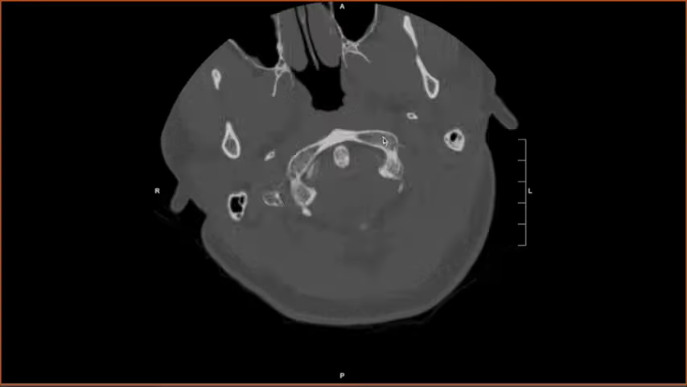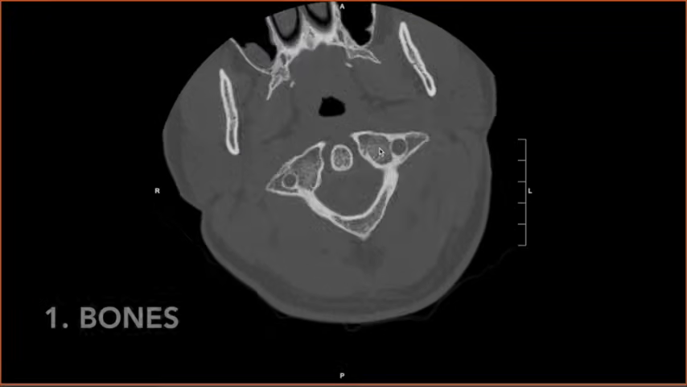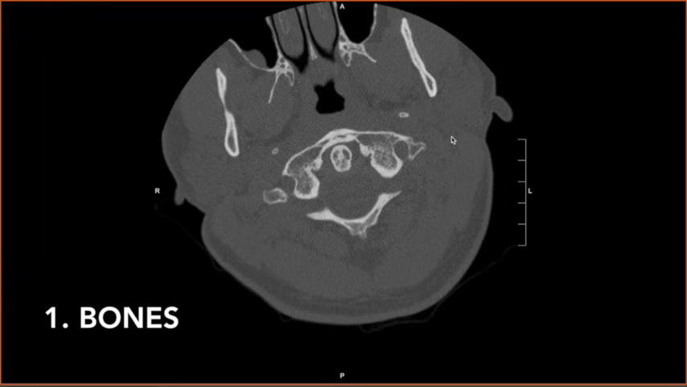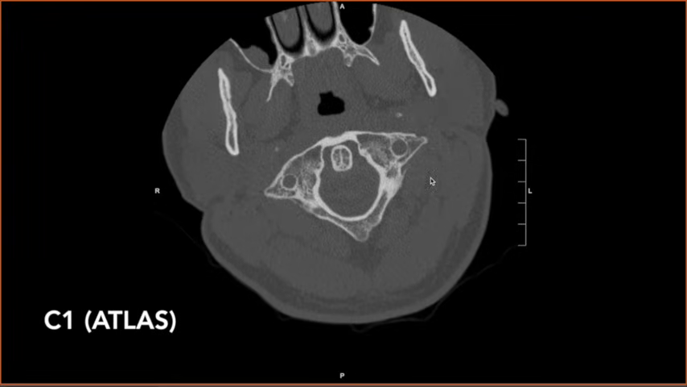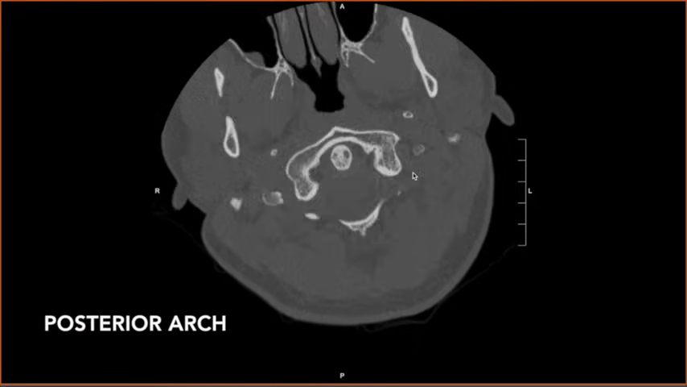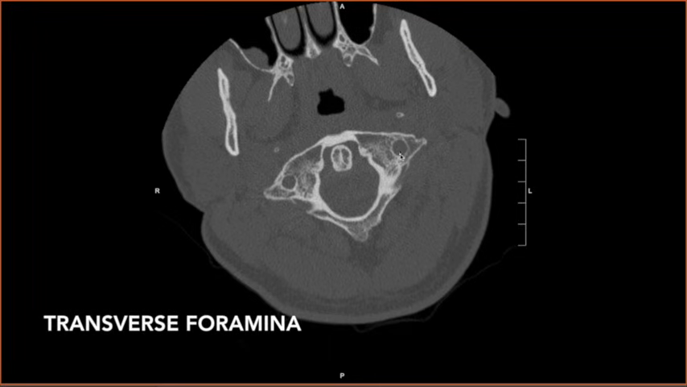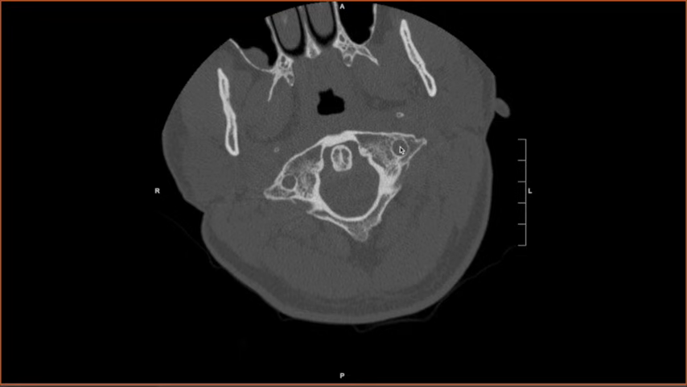This is a normal C-spine CT. Let's review some basic anatomy. We'll start with the bones. This here is C1, also known as the atlas. It is split into the anterior arch and the posterior arch. These here are the lateral masses and the transverse processes. The hole in the transverse process is referred to as the transverse foramina. This is where the vertebral artery goes through.